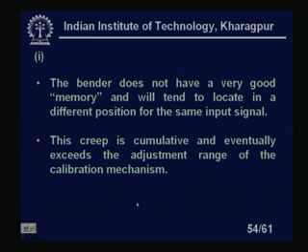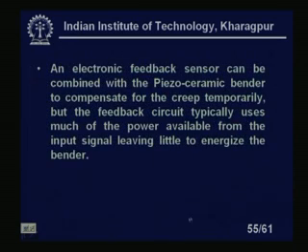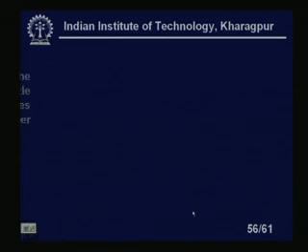The bender does not have a very good memory, that means it has a creep, which is the creep in the system, and it will tend to locate in a different position for the same input signal. This creep is cumulative and eventually exceeds the adjustment range of the calibration mechanism. An electronic feedback sensor can be combined with a piezo ceramic bender to compensate for the creep temporarily, but the feedback circuit typically uses more power than is available from the input signal, leaving little to energize the bender.